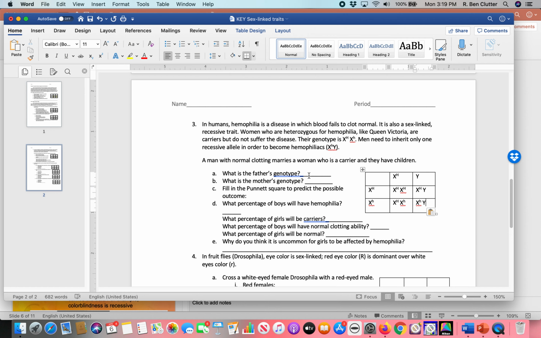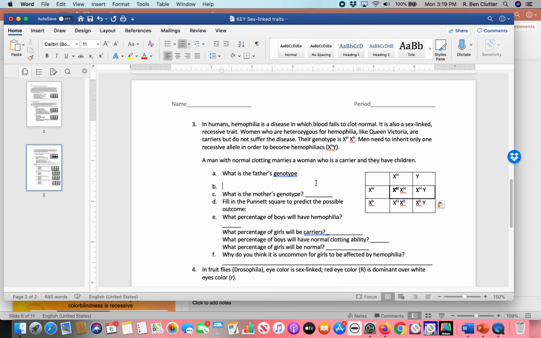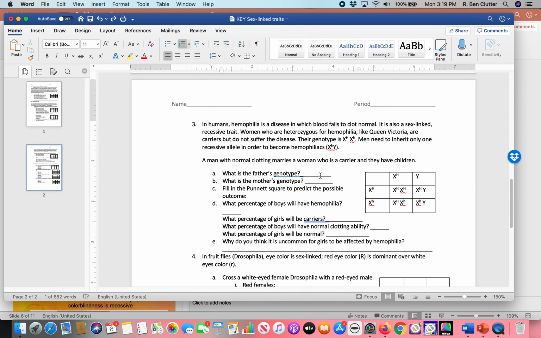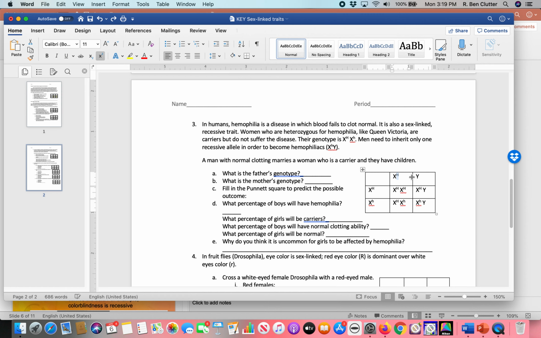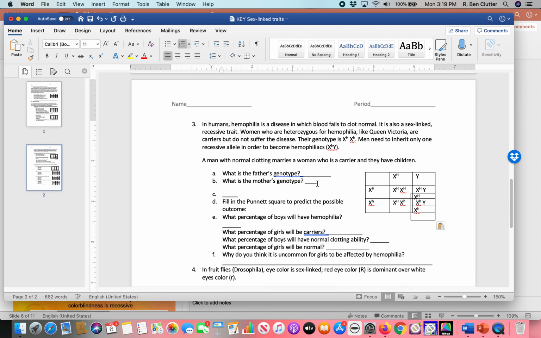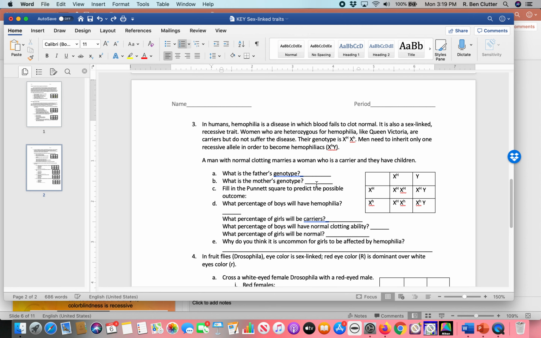So, what is the father's genotype? All right. Again, it's this X capital HY. Let me see if I can copy and paste that over there. Nope. Still no. All right. Anyways, here it is. Just put that there. And then the mothers, it's these 2. Yeah, that just goes there. And then fill out this Punnett square.